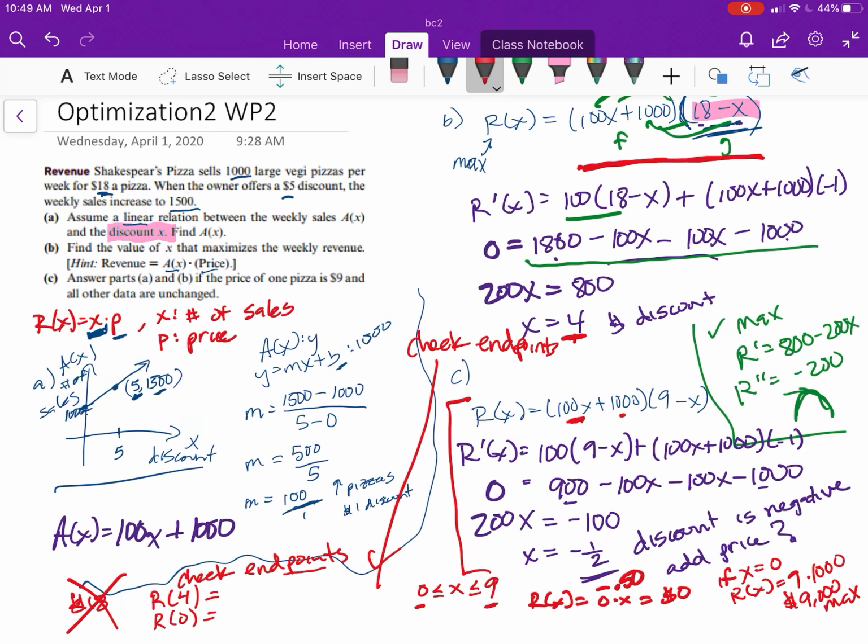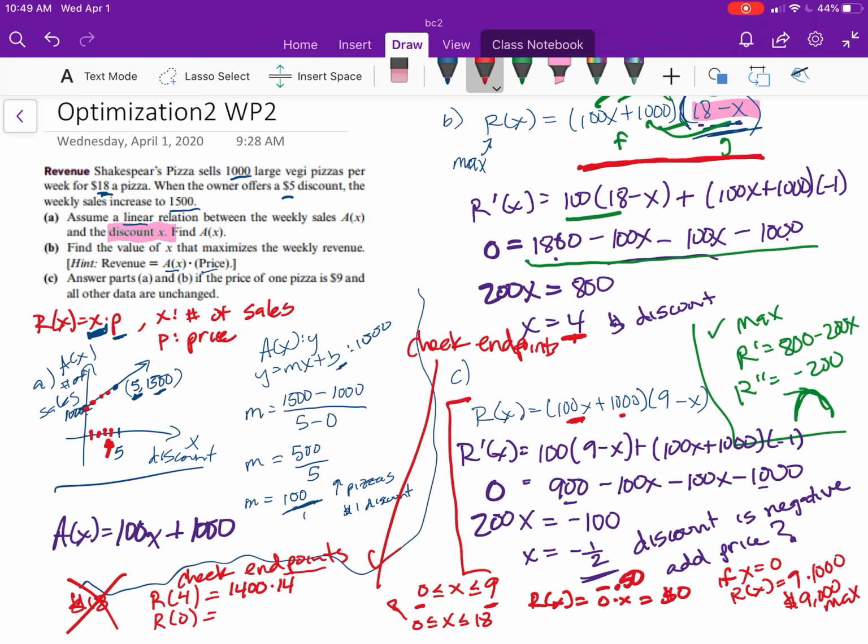The domain here, we could offer anything from 0 to 18 in the original problem. So R of 4 would mean I sell 1,400 because remember the slope is up 100 in sales for every one that we go up. Or you could just plug it straight into the formula: 100 times 4, 400 plus 1,000. So 1,400 pizzas sold multiplied by $14, because the discount again is 4, so 18 minus 4 is 14.